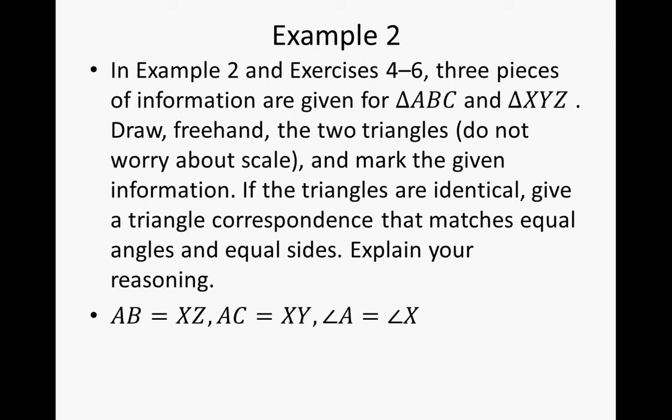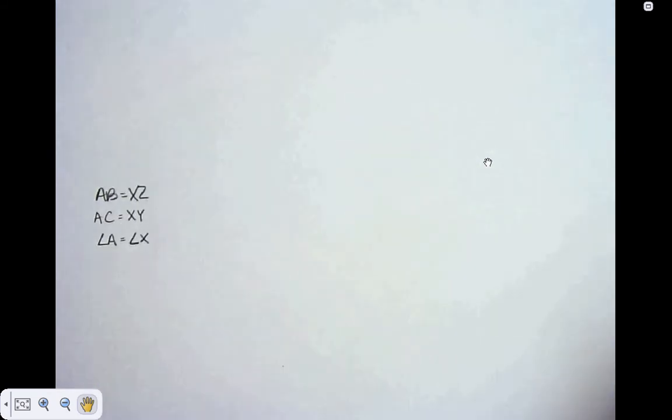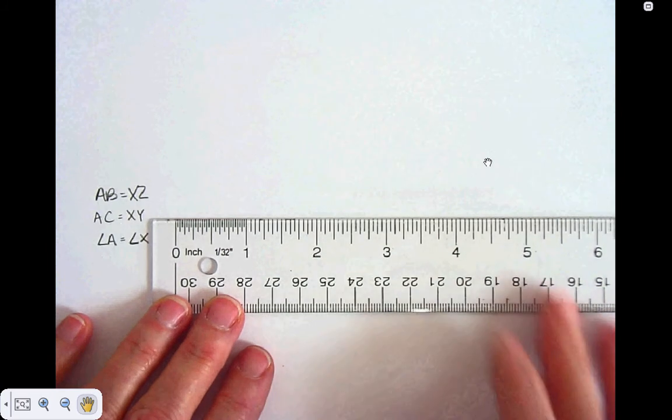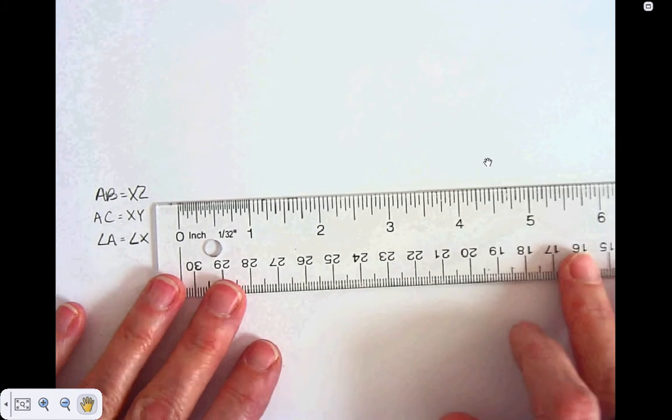Now, even though we're given 2 sides and an angle, we don't know if they're included yet until we draw it. So let's go ahead and describe how we would draw this. Here I've transferred the information to our piece of paper. Even though I'm using a straight edge, I really don't need to. It says to draw this freehand, but I do like straight lines, but I am not going to measure these. I'm just using this to make straight lines.